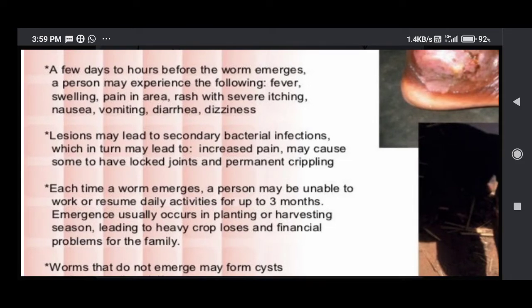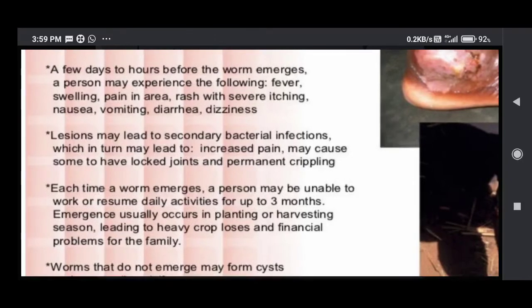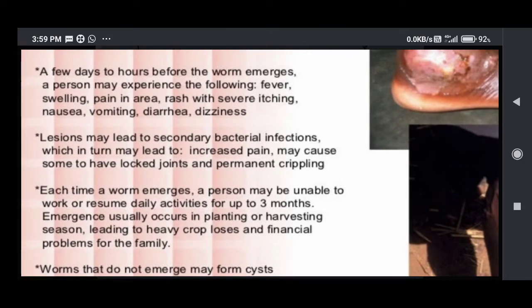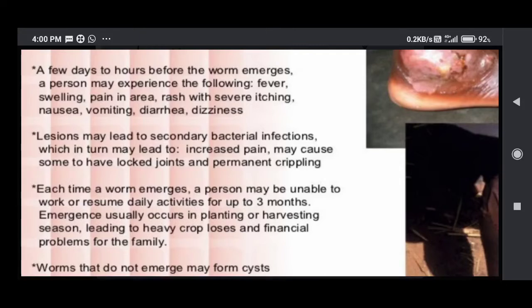Each time the worm emerges, a person may be unable to work or resume daily activities for up to 3 months. So whenever a person infected by the parasite is suffering from this disease, he may not be able to perform his day-to-day activities, up to 3 months. If it is harvesting time, generally these are poor countries, the family elder may not perform such activities, which leads to financial crisis or financial problems for the family.